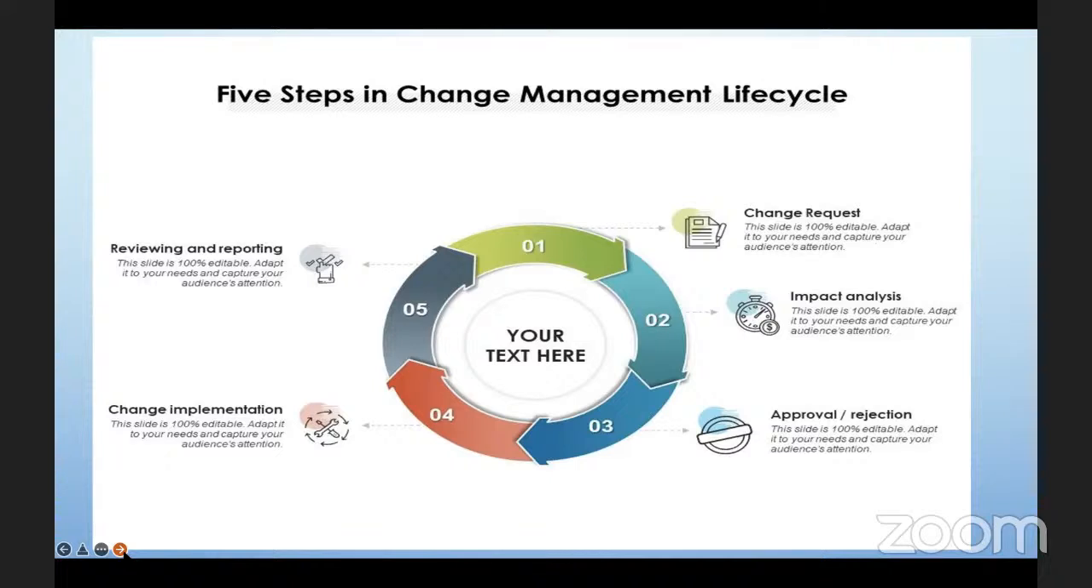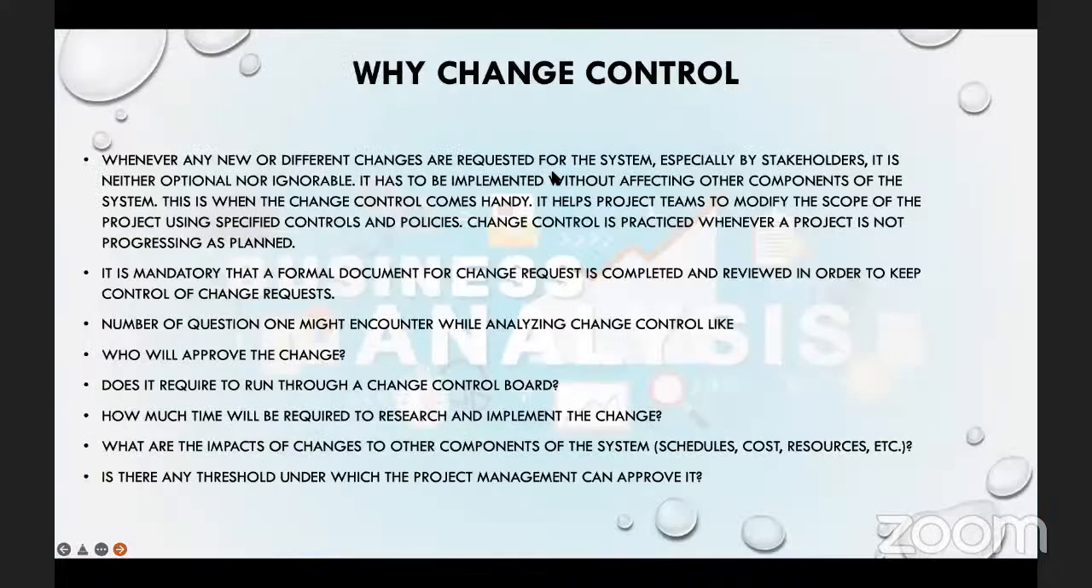Number four, change implementation. If it gets approved, we go ahead and implement the change and we move on. And then the fifth step in here is reviewing and reporting change. So once it's done, we go back, we review what has been changed, and then make a report on it as well.